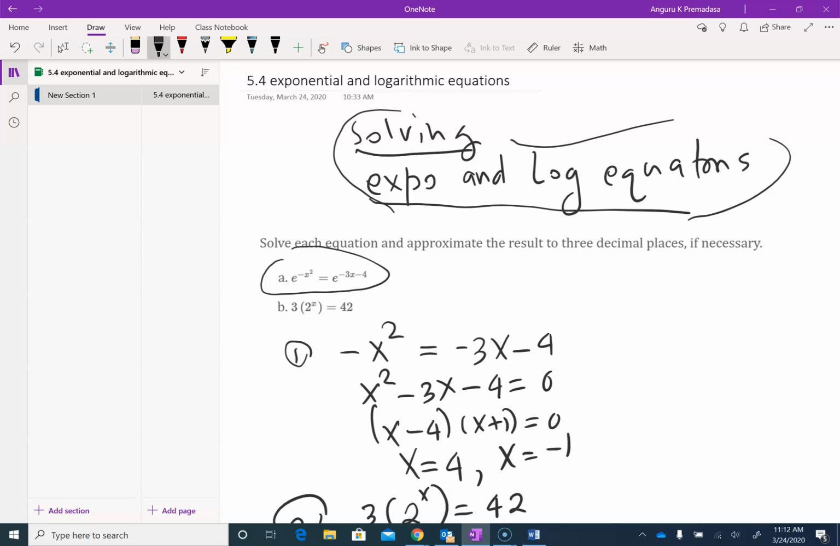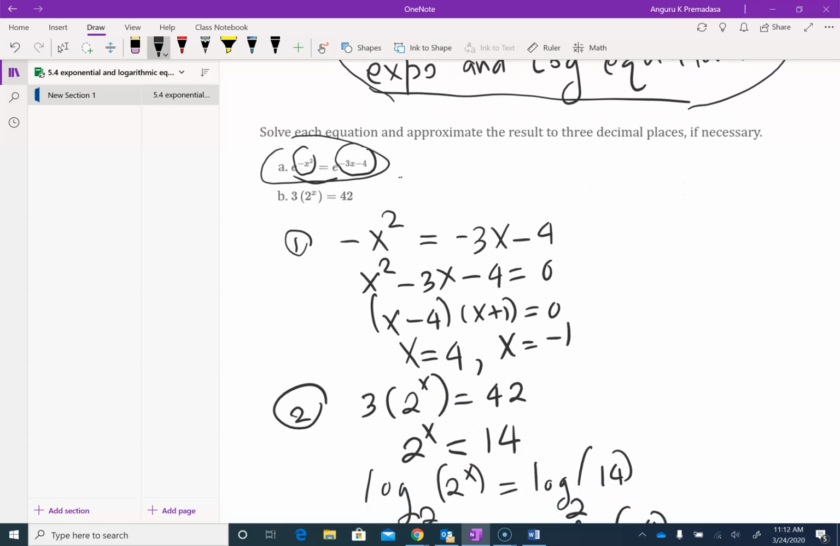So let's take this one to start off with: e to the negative x squared is equal to e to the negative 3x minus 4. Now both have base e, so you can straight away equate the exponents. So we get negative x squared equals negative 3x minus 4. If you bring them onto one side, it's a quadratic, so it'll be easier to take the x squared onto one side. You get x squared minus 3x minus 4 equals 0.